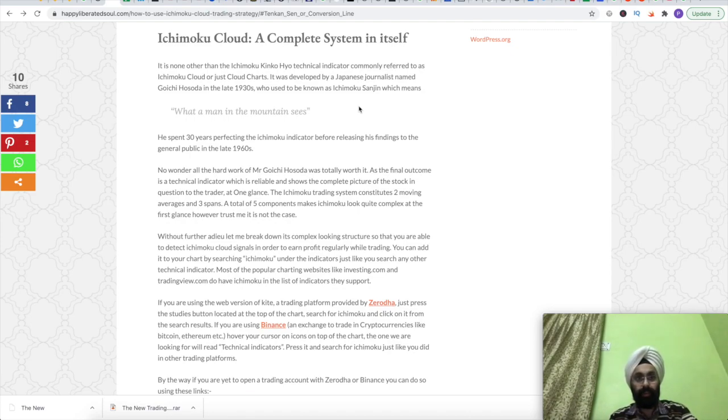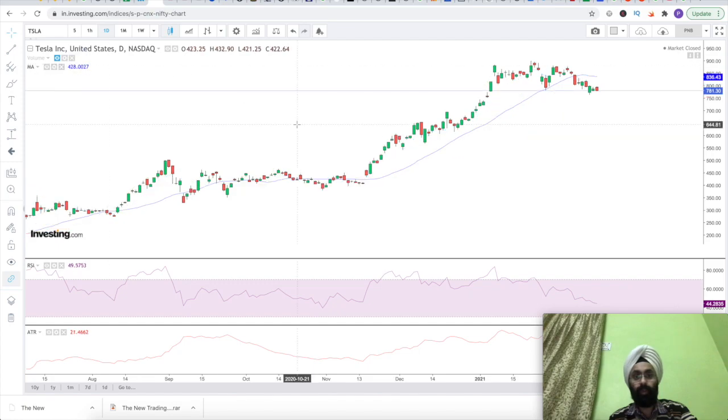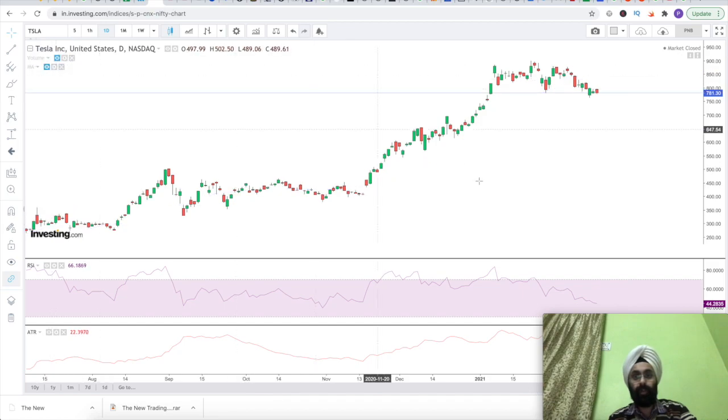So let's begin. I'm opening investing.com, and I will explain how it is a very popular site for charts, and how you can add the Ichimoku indicator on it. In this case it is already added, so I am removing Ichimoku. This is how a chart will look, and if I also remove this moving average, it will look like this.